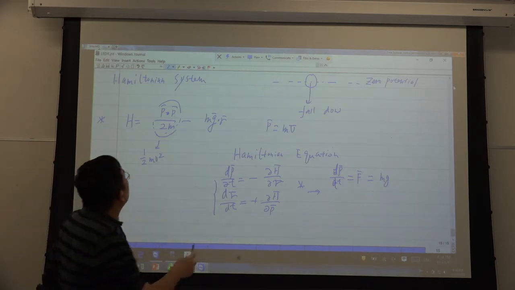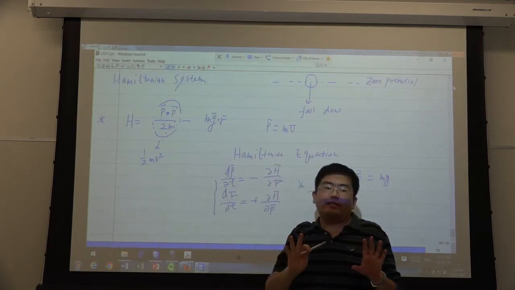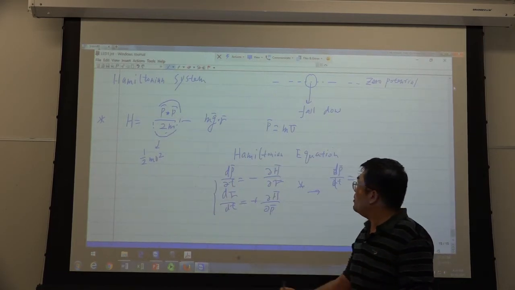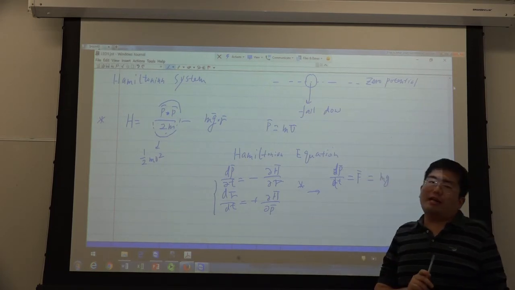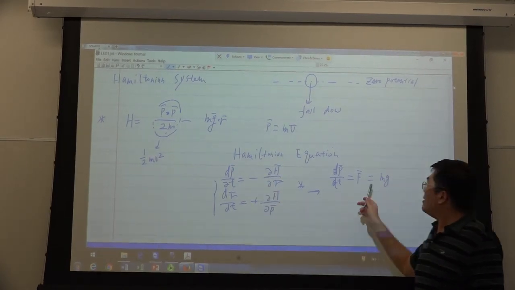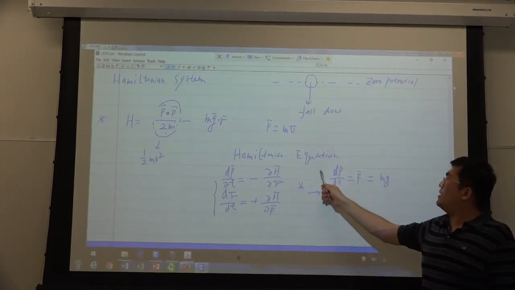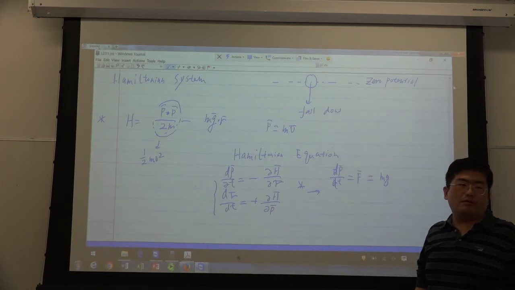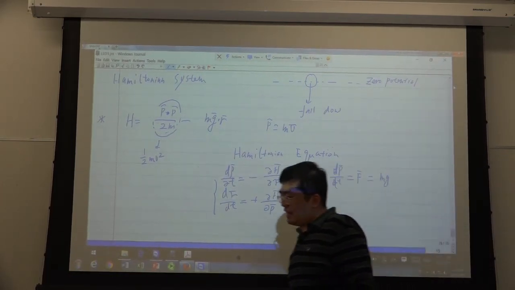You can see, because p and r are independent variables, the partial h over partial r is just minus mg. So what do we get? We get Newton's law. From this equation, we get Newton's law.